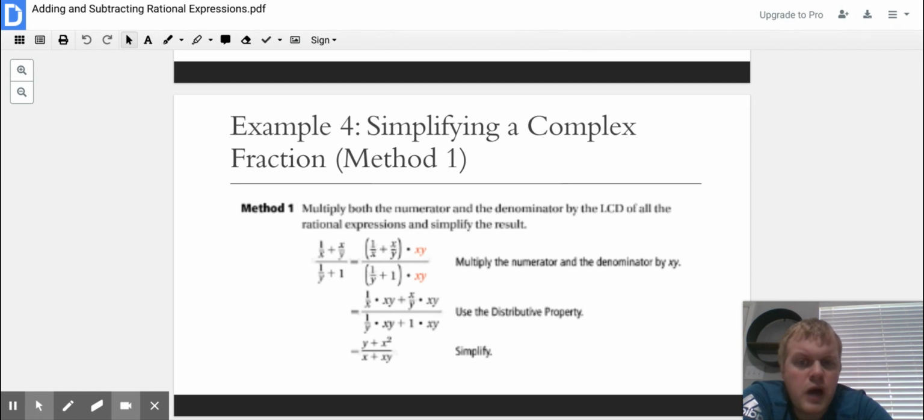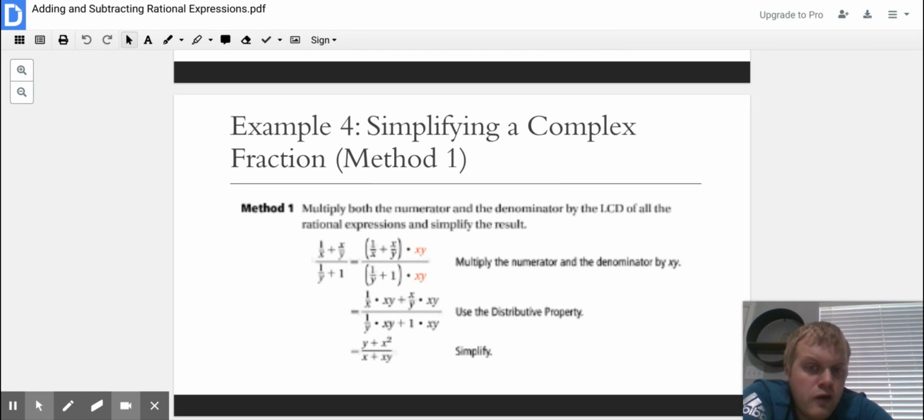So again, that XY will be multiplied into both the 1 over X plus the X plus Y, as well as the bottom part of the 1 over Y plus 1. Okay, so when we distribute that into both terms, this is what it looks like. And again, then we're going to simplify because X over Y would be written over 1, which cancels out a lot of things there.